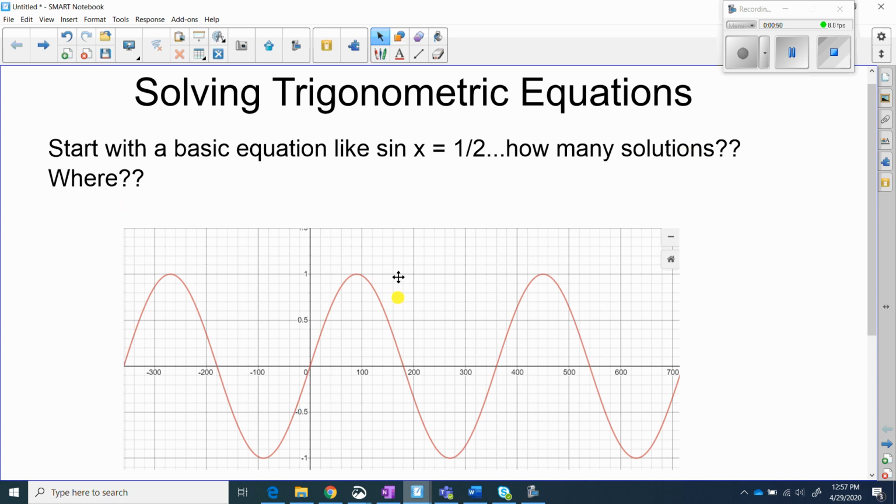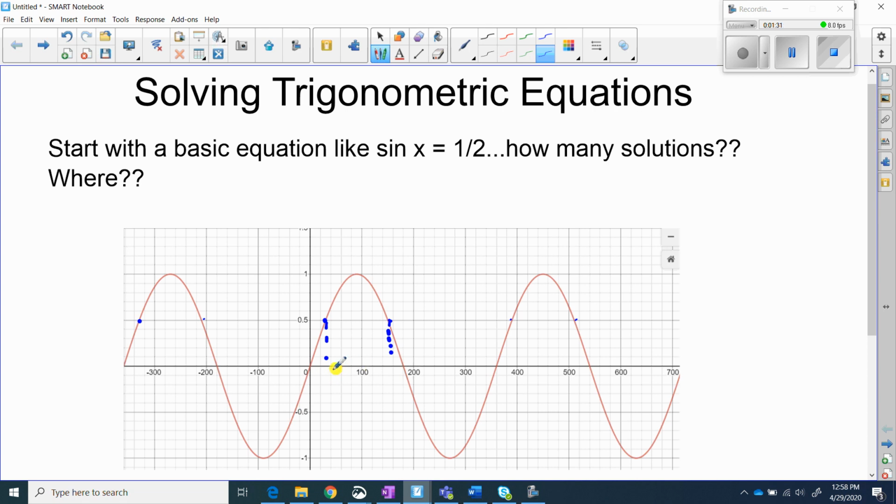Where are these answers? Well, sine of x is this graph right here. And if I said, where is the graph of sine of x equal to a half? Well, this is a half. So on our graph, sine of x is a half there, and there, again over here, again over here, there, and there. Now, in terms of where these angles are, or what these answers are, there's an answer there, and there's an answer there.